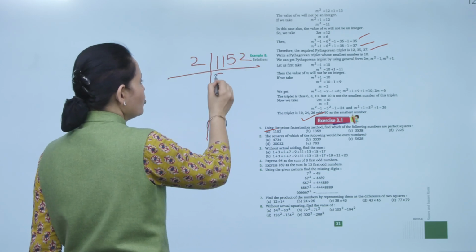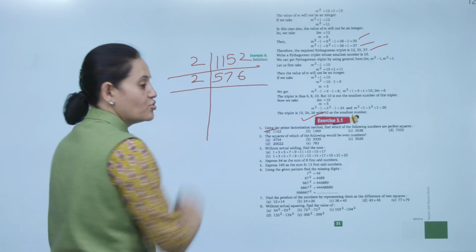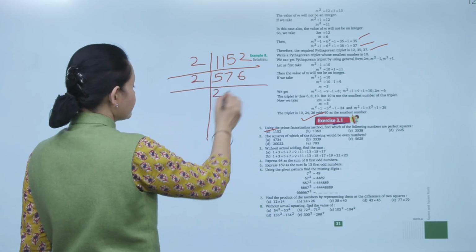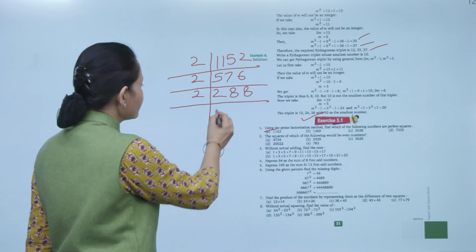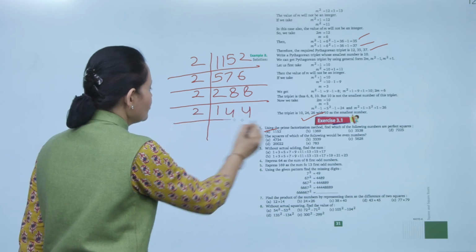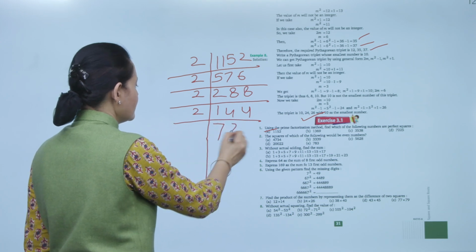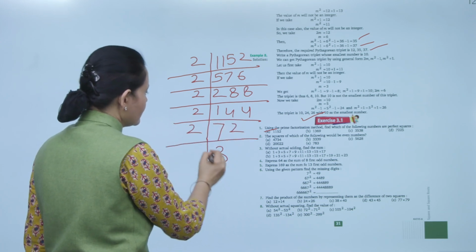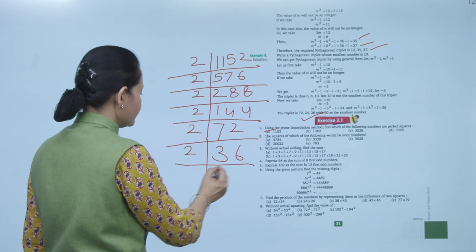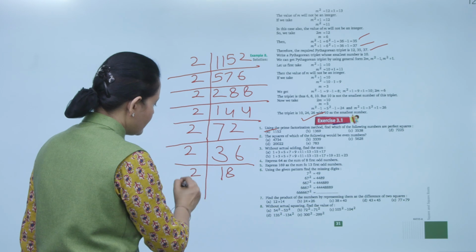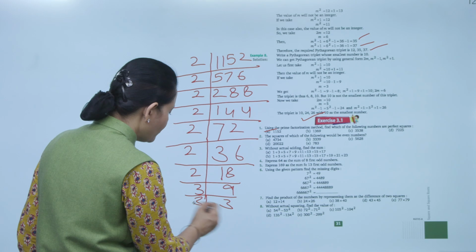2 से divide करेंगे, 2 5 से 10. Again we'll divide by 2, 2 2 से 4, 8. Again 2 से divide करेंगे, 2 1 से 2, 4 4. Again 2 से करेंगे, 36. Again 2, 9. Now we'll divide it by 3 till we get 1.